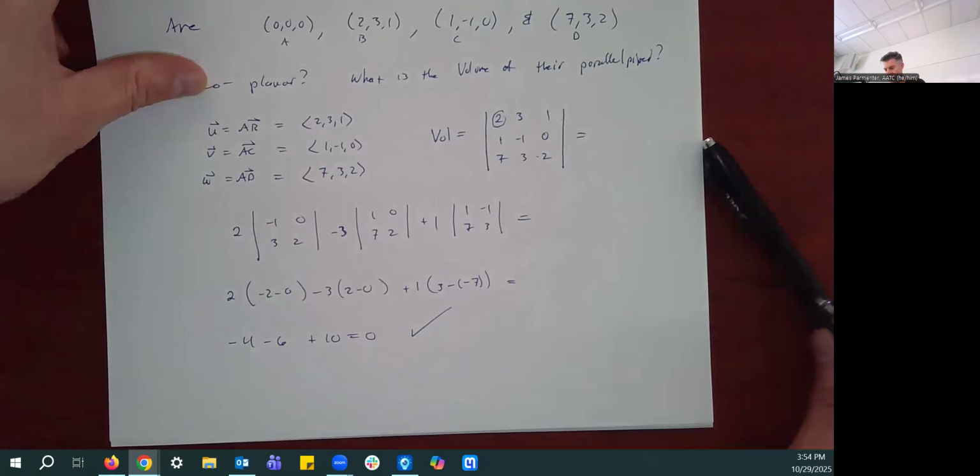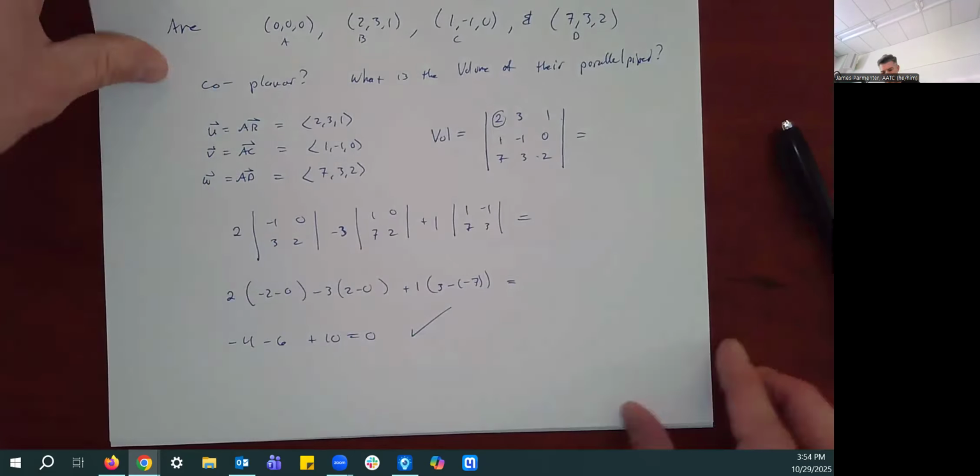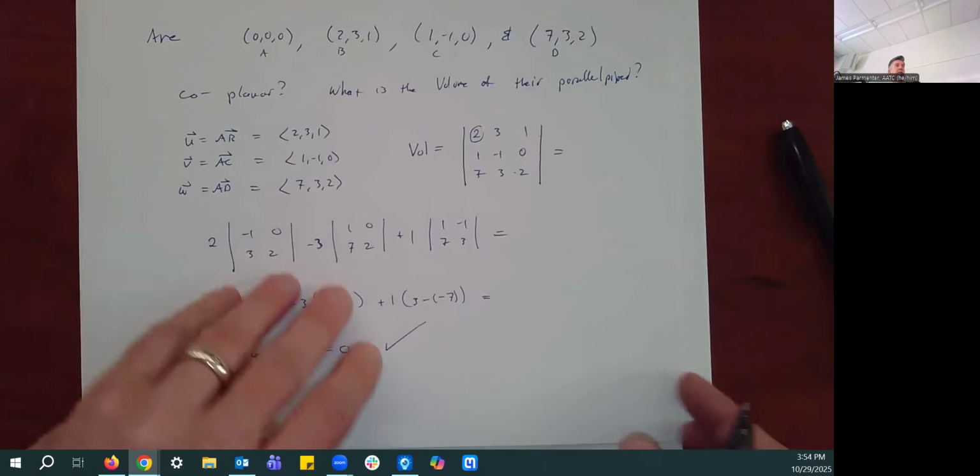Okay, so it's kind of a lot, I know. Let's talk about lines. Lines in 2 dimensions are easy, right? It's y equals mx plus b. You've kind of got a point, your y-intercept, and a direction, your slope.